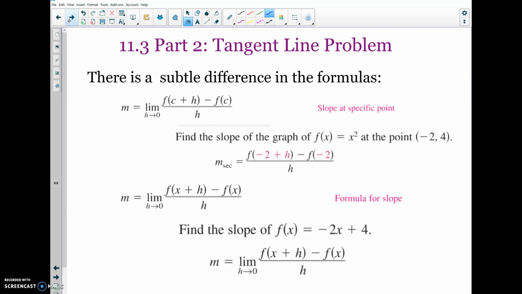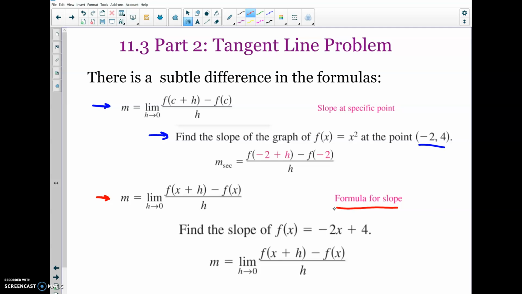So looking at specific examples back from Monday, if we were looking at the slope of our graph of f of x equals x squared at a particular point, we would use this equation right here, where we did f of c plus h minus f of c. If we want to know the formula for the entire equation, we would use the bottom one here. So, formula for the slope.